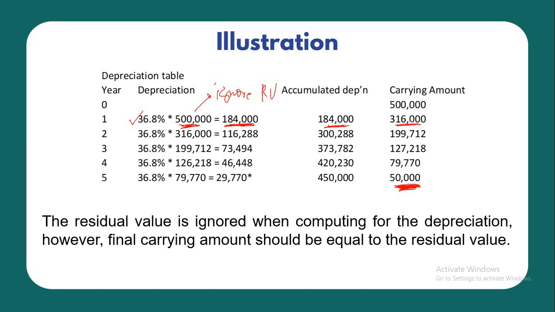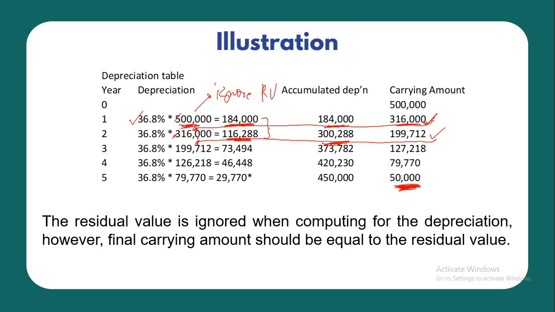Now, what is specific to declining balance is that every year you have a different basis. First is the cost. The second year will be the previous carrying amount. So whatever the previous carrying amount is becomes your basis for depreciation. So, 316,000. We will use that in the second year: 36.8% times 316,000. Your depreciation for the second year is 116,288. Your accumulated depreciation, just add the two, would be 300,288. And your carrying amount after the second year is 199,712. And of course, this will be the new basis for the next year's depreciation.